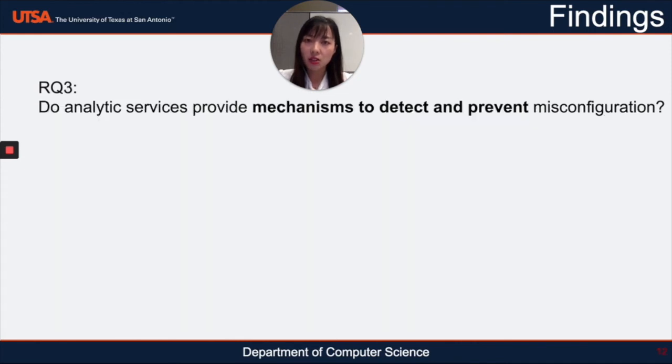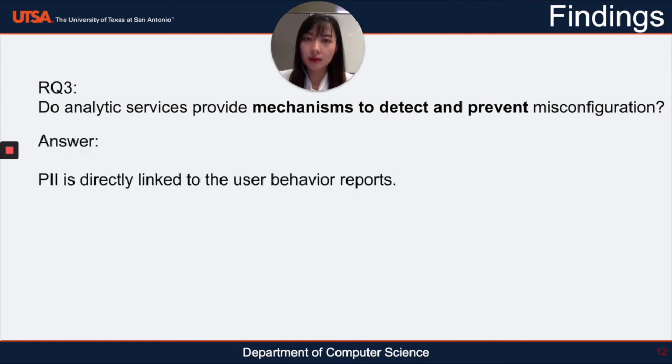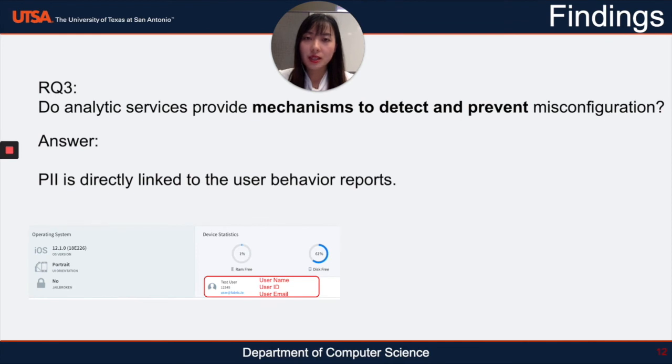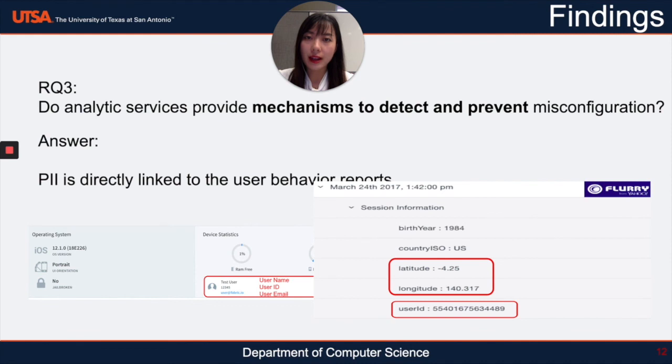Getting to the third question: do analytic services provide any mechanism to predict or prevent such misconfiguration? It is very challenging to tell how the data is stored and processed on the server of the analytic service. However, we can predict their practice from the analytic reports they generate for the app developer. We found that whatever is provided through ASM will be directly linked to the behavior report without any encryption. Here's a sample report. We see that the email address, user ID, and username are presented in the report without any anonymization. Another sample report shows the user ID, latitude, and longitude. This means that the analytic service provider did not prevent misconfiguration.